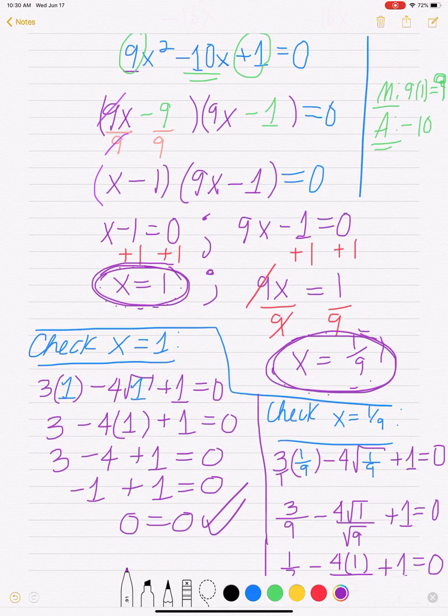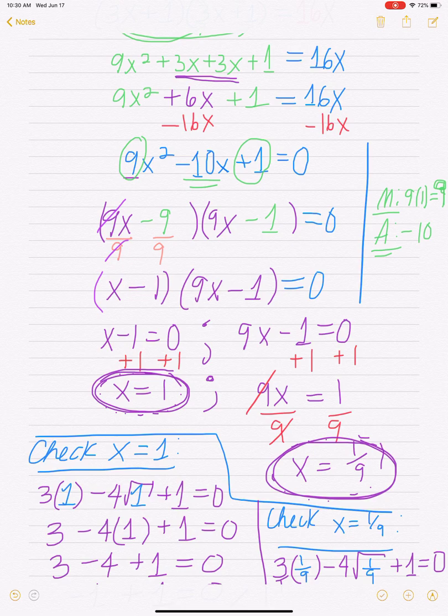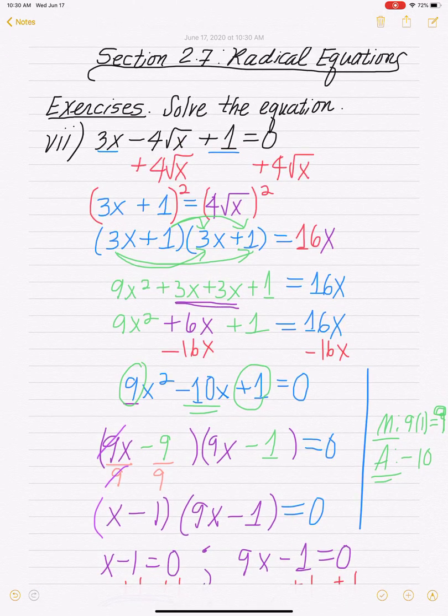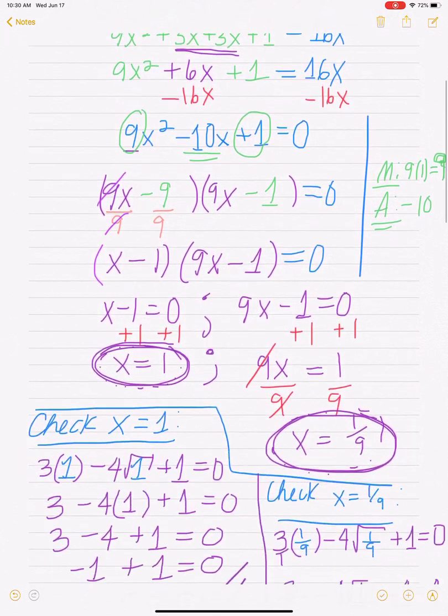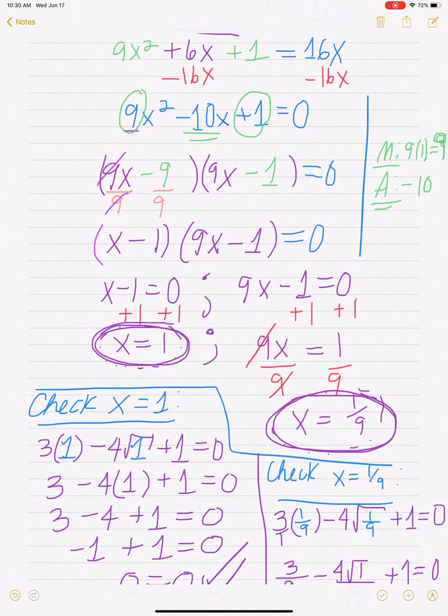All right, that's it. That's our two solutions, 1 and 1/9. So this is it for radical equations. Last video. All right, so we'll do, yeah, we got one more section to go, I think, in this unit.